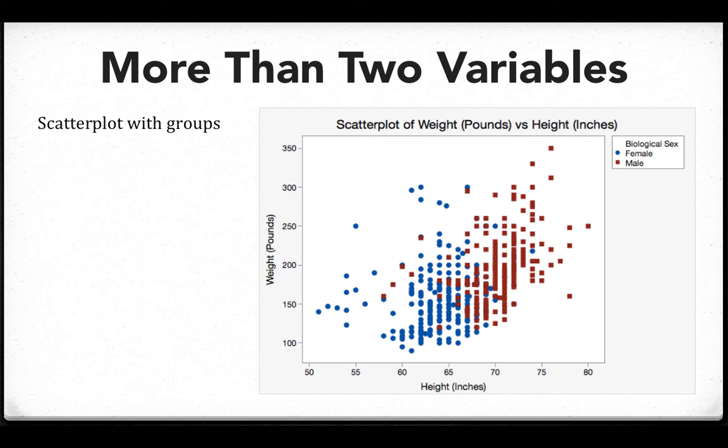Here we have a scatter plot with groups. So our x and y axes are height and weight. These are 2 quantitative variables. And then the different points are different colors and shapes, signifying the categorical variable of biological sex. So here we have 2 quantitative and 1 categorical variable.